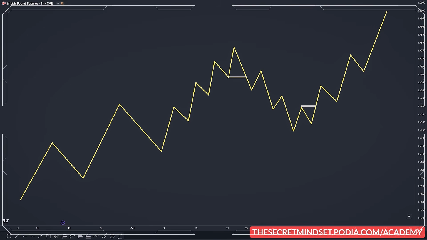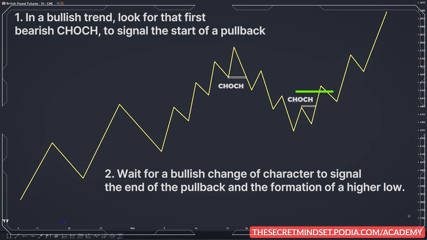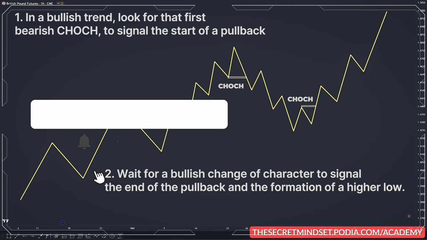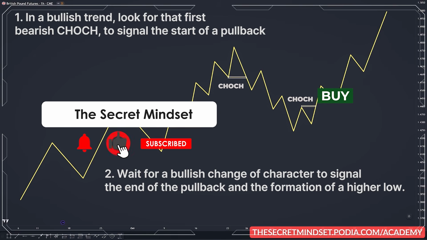And a reversal is much harder to spot than a continuation. In a bullish trend, you could look for that first bearish change of character, to signal the start of a pullback. Then you wait for a bullish change of character to signal the end of that pullback and the formation of a higher low. This approach works for both continuations and reversals.